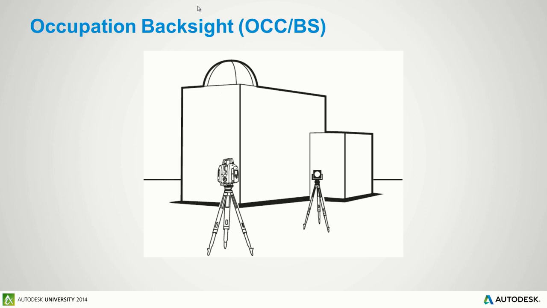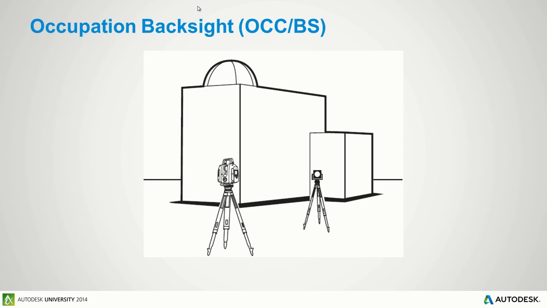Occupation backsite, that is what it's called, in the TopCon world. But this is really talking about using a network of control points that have been predefined. So you've got points that have been marked out on site that have been set up with GPS or a total station, and then you're positioning your laser scanner at those points. So if we've got four around a building, you'd start off at point one, put your laser scanner over that point, have your target at the next known point.